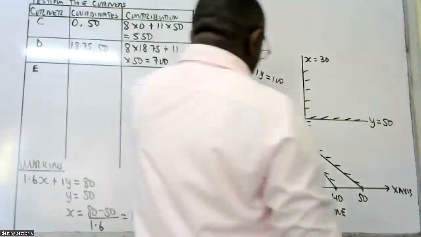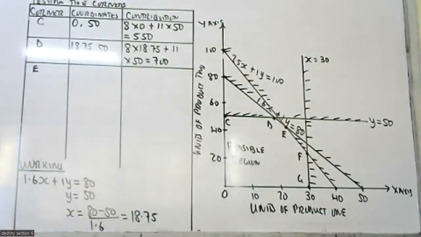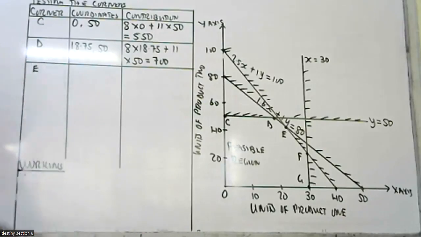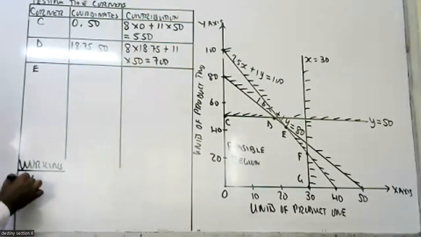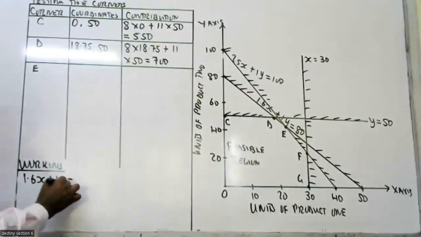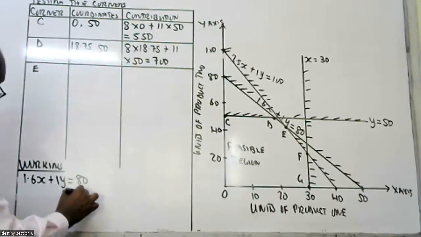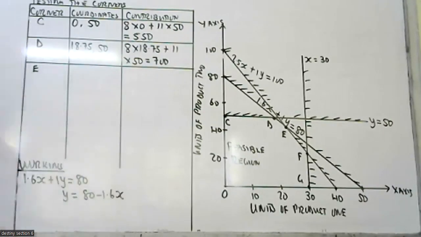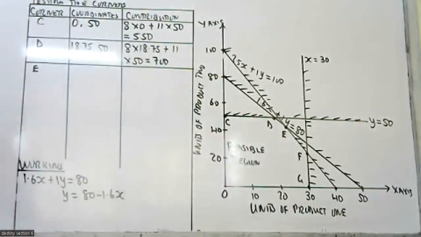Corner E, I don't know whether it's possible to measure, but according to my scale, it is not. So I'll need to solve simultaneously, quickly. It is made up of these two lines, 1.6x plus 1y is equal to 80. Using the elimination and substitution method, I can say y is equal to 80 minus 1.6x. Then I take the other one, which is 2.5x plus y is equal to 100.